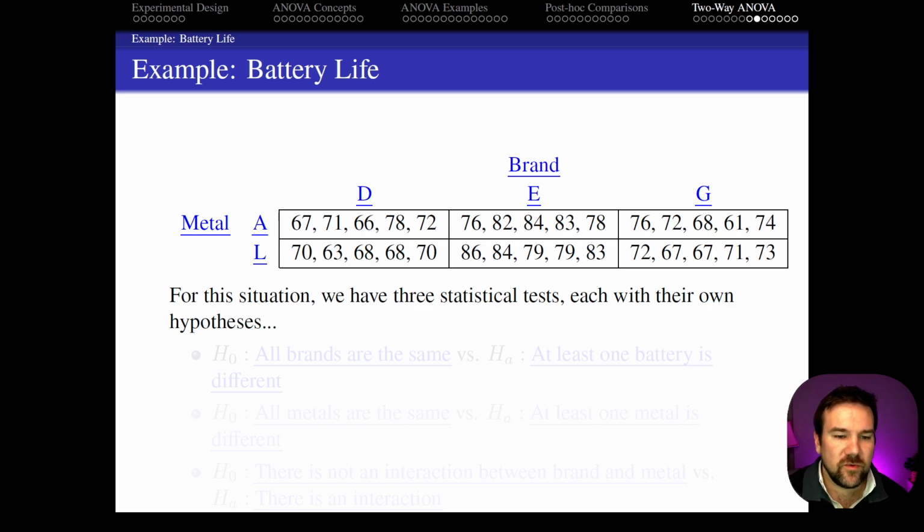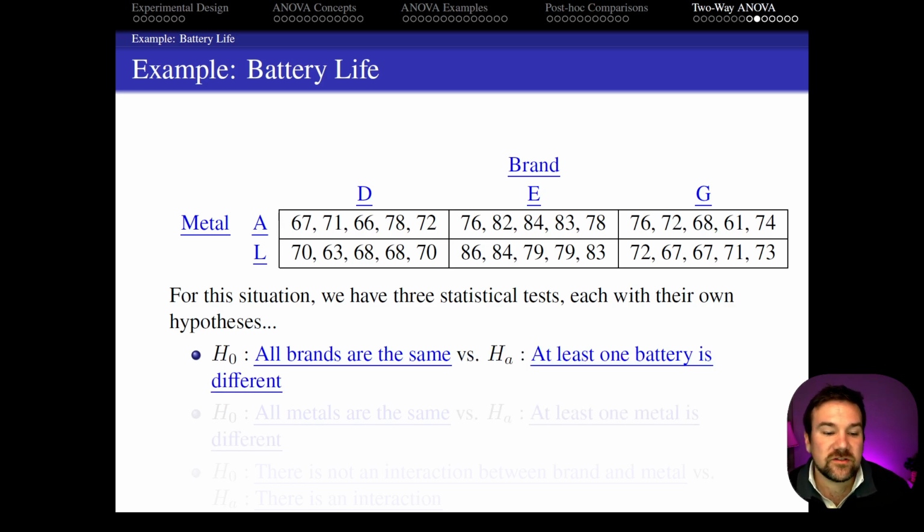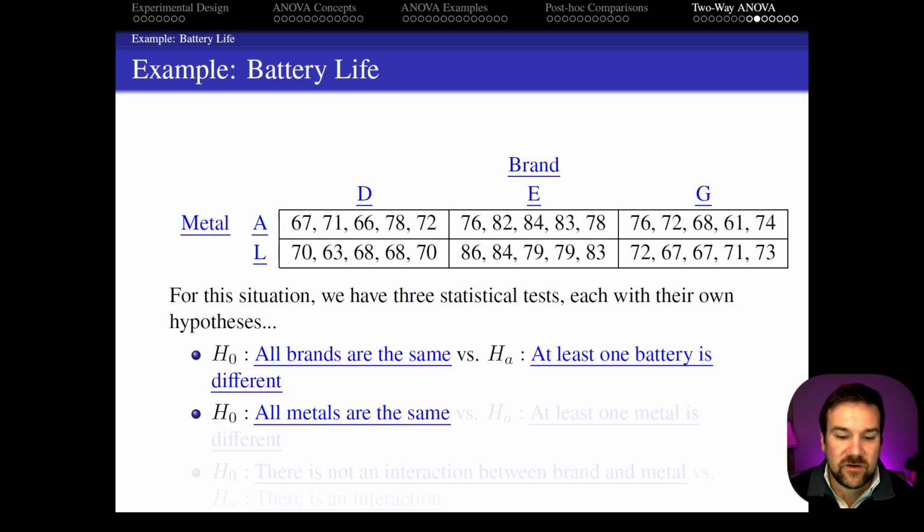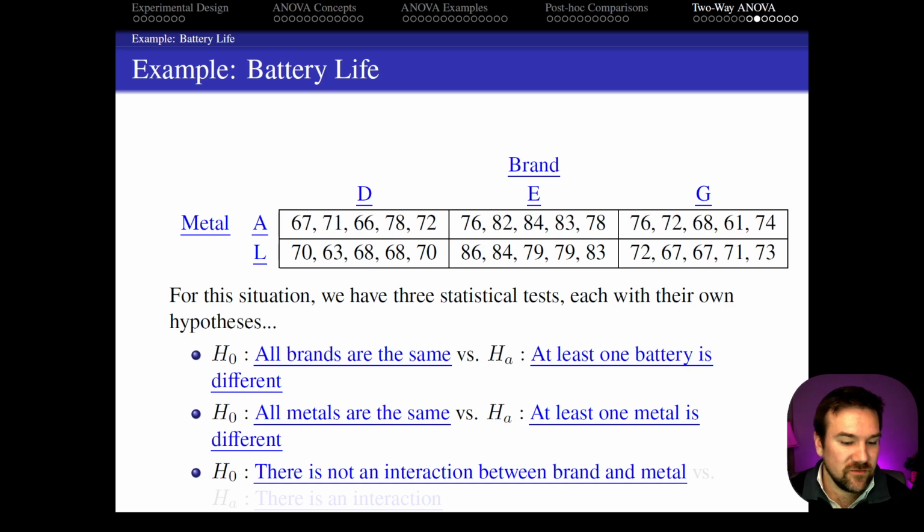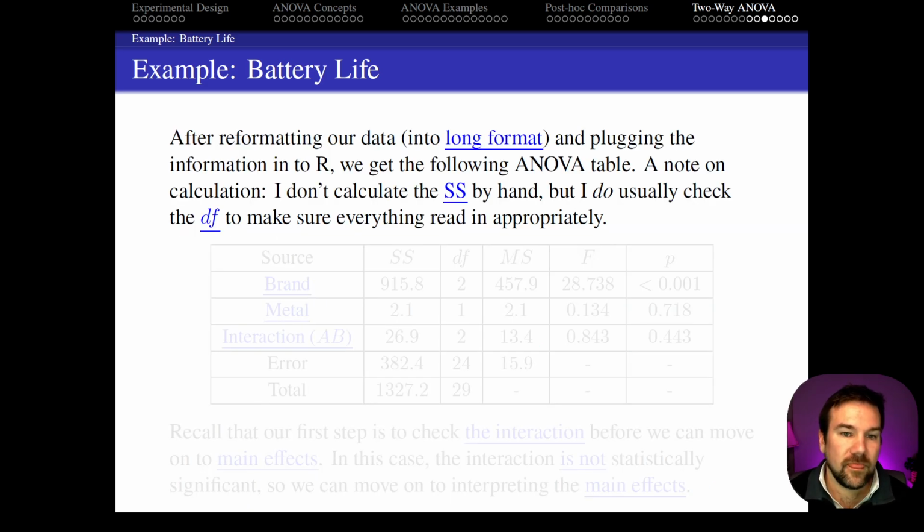So it's worth noting in this situation, now when I add a second variable, I actually get 3 tests. So I add one variable, but add 2 tests. The first variable, all brands are the same. Remember, brand is factor A. And then the alternative is at least one brand is different. Not one battery, one brand, excuse me. For the second test, all metals are the same, and at least one metal is different. And then for the third test, the test of the interaction, we'd assume by the null hypothesis that there's not an interaction, and a significant finding would be that there is a significant interaction.